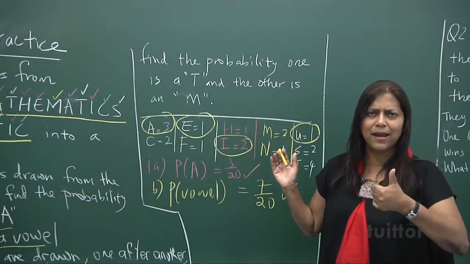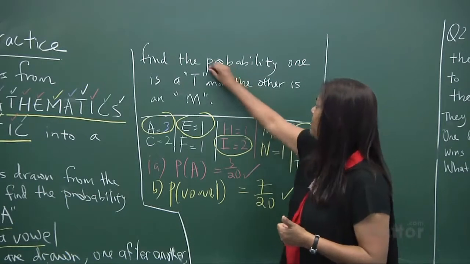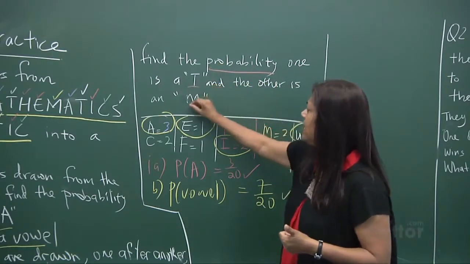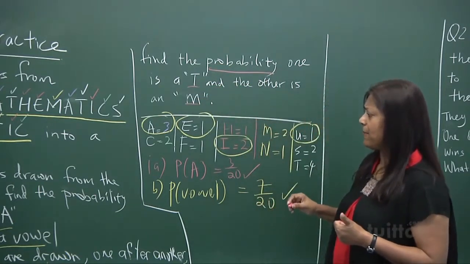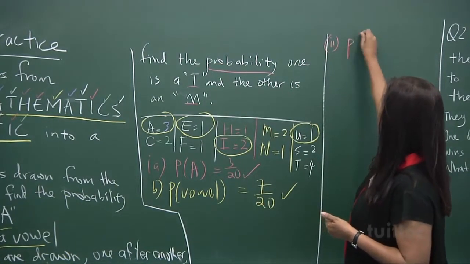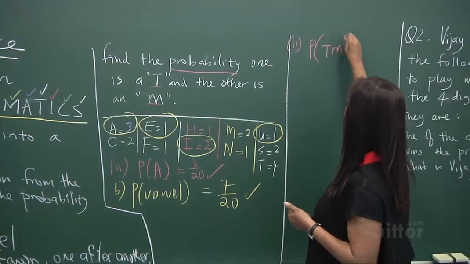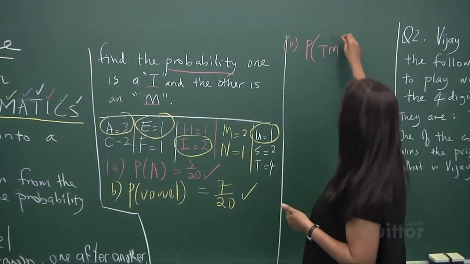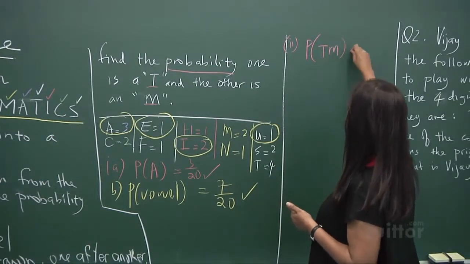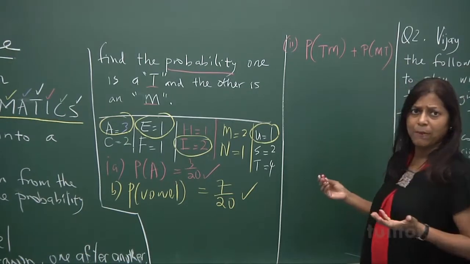Got it? Great. Now the next thing is you have to find the probability that one number is a T and another one is an M. So how do we get there? You want to get a probability of a T followed by an M. TM. So you want a T and an M. So what do you get? Your probability of a TM plus a probability of an MT. We don't know what we're going to pick.